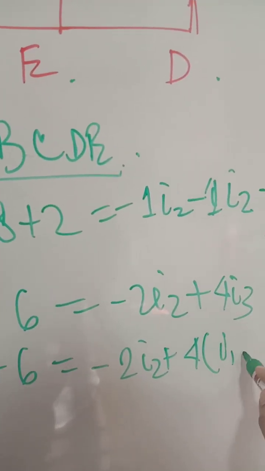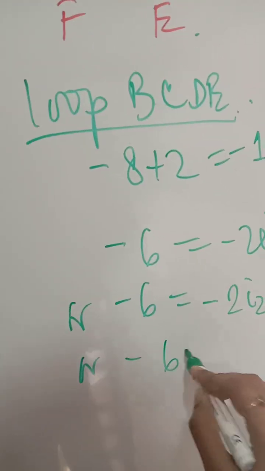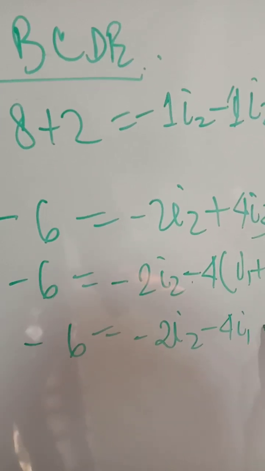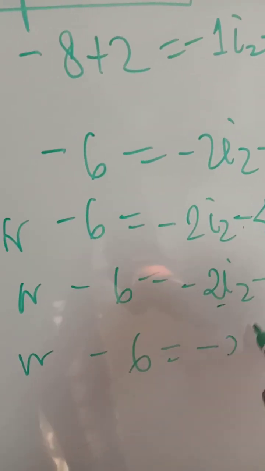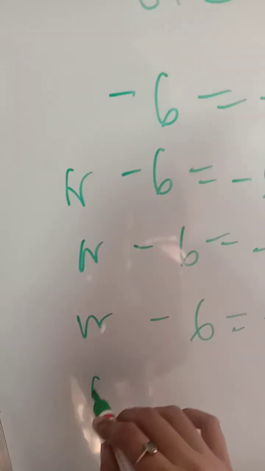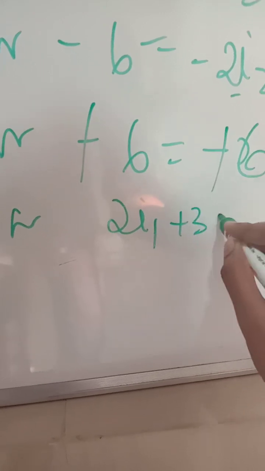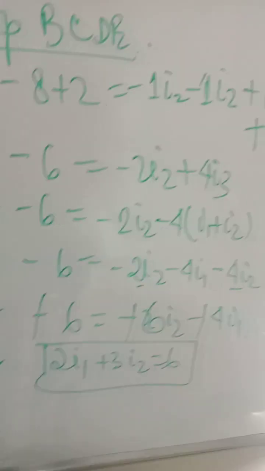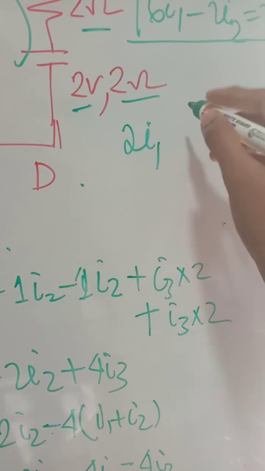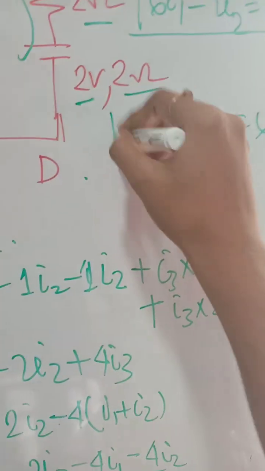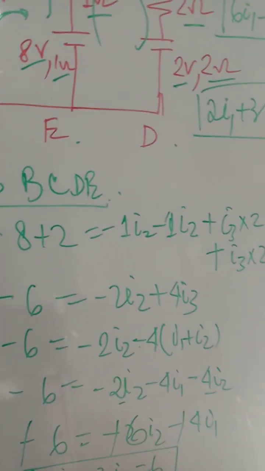Now if you put the value of I3 with the negative sign, I am using this one. So we are getting minus 6 equals 2I2 minus 4I1 minus 4I2. So finally 6I2 plus 4I1 equals 6. Dividing by 2 on both sides and cancelling the minus sign, 2I1 plus 3I2 equals 6 is the ultimate equation you require. So I'm writing down here 2I1 plus 3I2 equals 6. This is the third equation, you can see, right? Now I have to solve it to get I1 and I2.